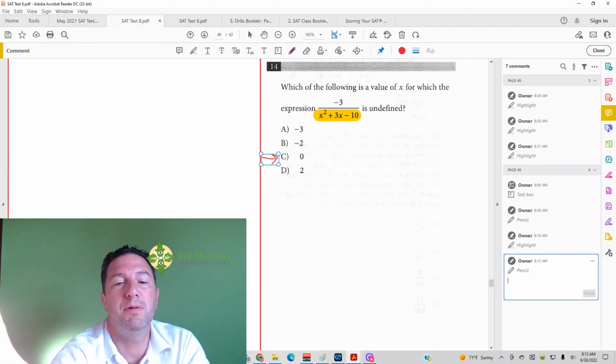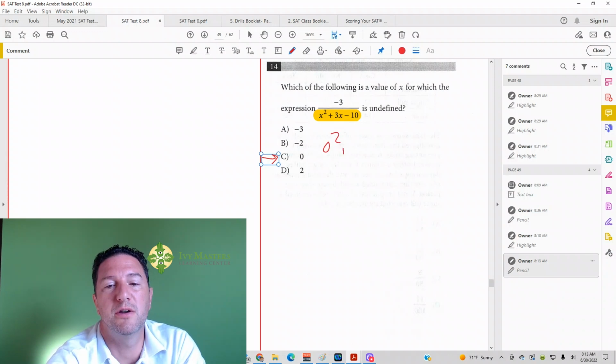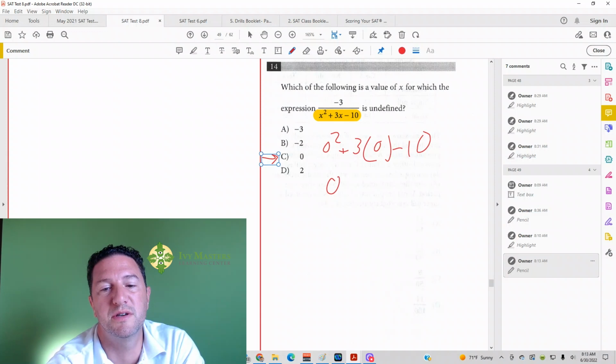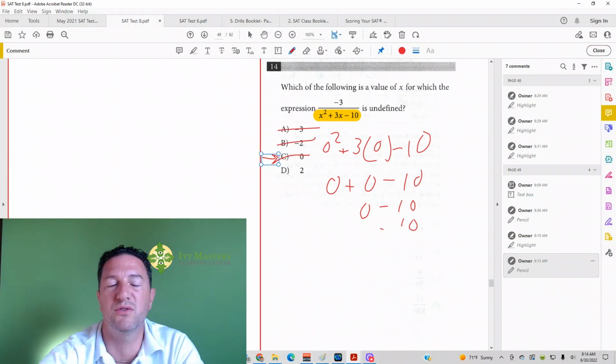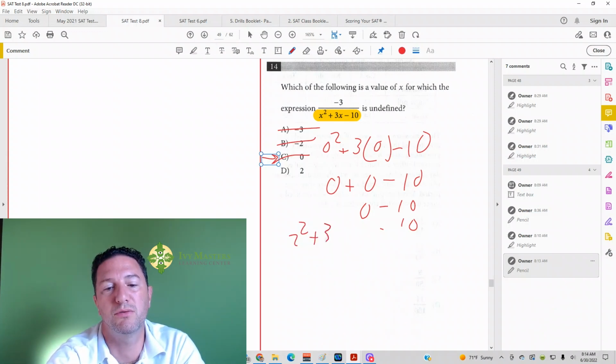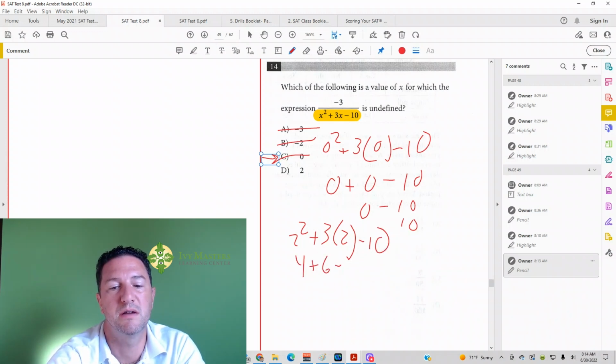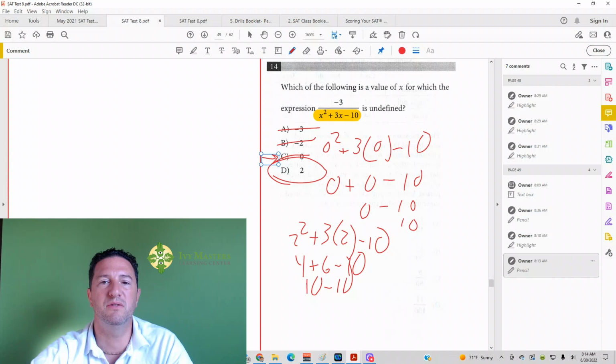So you plug the 0 in there and you get 0 squared plus 3 times 0 minus 10. 0 squared is just 0, plus 0 minus 10, and you get negative 10. You can see that that's too small, so you know the answer is 2. If you want to confirm, 2 squared plus 3 times 2 minus 10 gives you 4 plus 6 minus 10, which is 10 minus 10, which, as you know, is 0. So D, 2, is your answer.